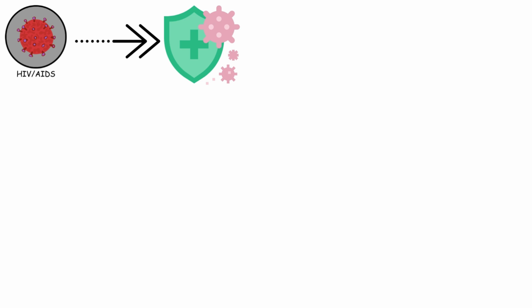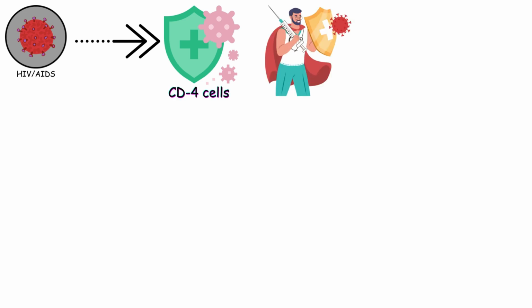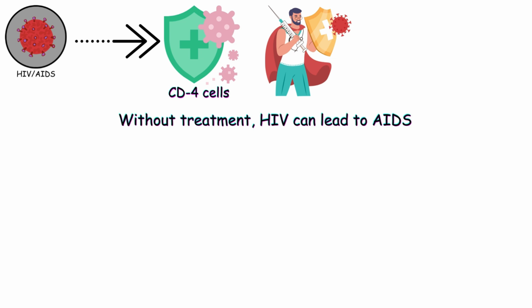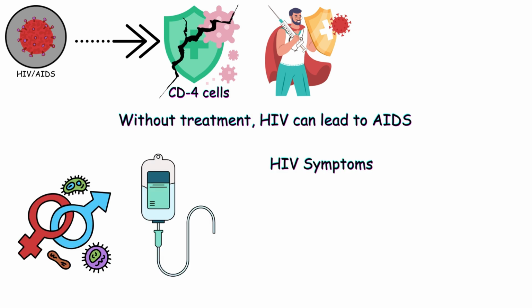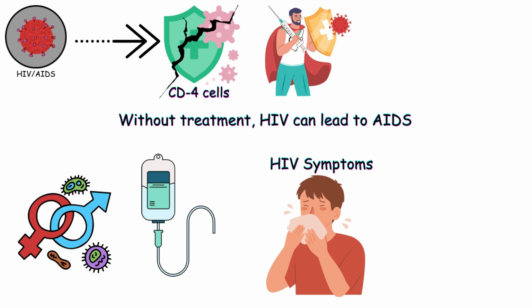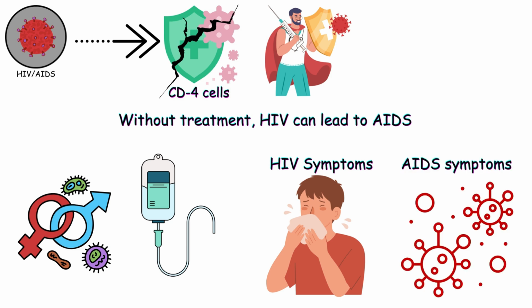HIV/AIDS. HIV attacks the body's immune system, specifically the CD4 cells, which help the immune system fight off infections. Without treatment, HIV can lead to AIDS, where the immune system is severely damaged. HIV is transmitted through bodily fluids. Symptoms of HIV include flu-like illness, while AIDS symptoms are more severe and include opportunistic infections.